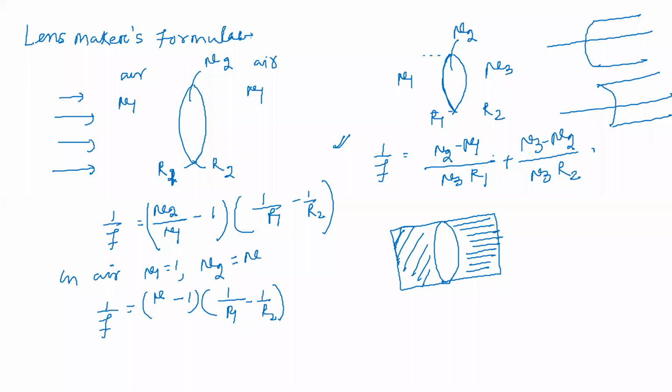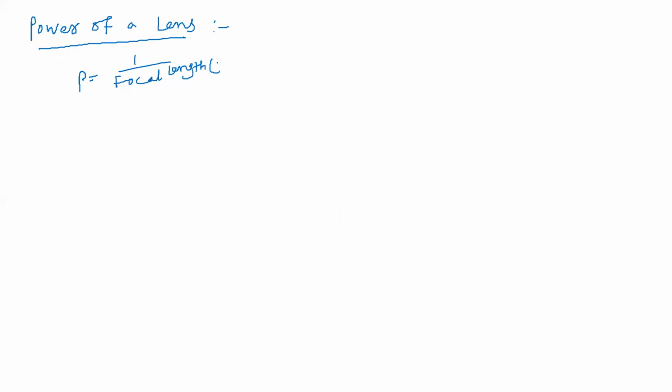Students, next let's go to power of a lens. I'm saying the basic formulas of optics. Power of a lens. You know the power of a lens is 1 by focal length. Power of a lens P is equal to 1 by focal length in meter. Students, it is diopter.